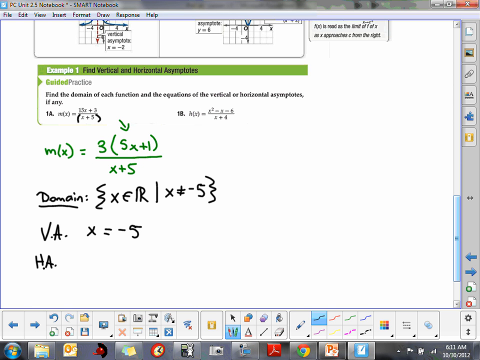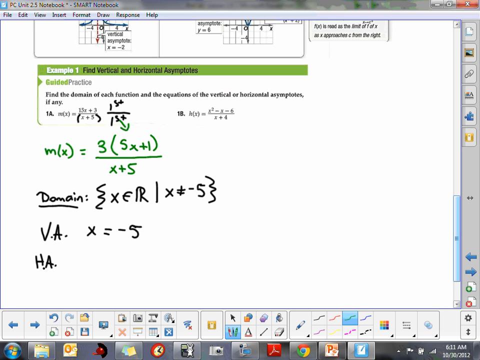That's what I keep repeating to myself. It's a matter of degree. The numerator is a first-degree polynomial. The denominator is a first-degree polynomial. So if we want to figure out where the horizontal asymptote is, if there's a tie in the degrees of the numerator and denominator, then we're going to go with the ratio of the leading coefficients.